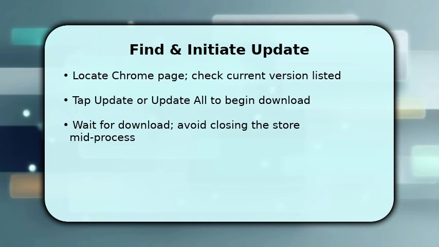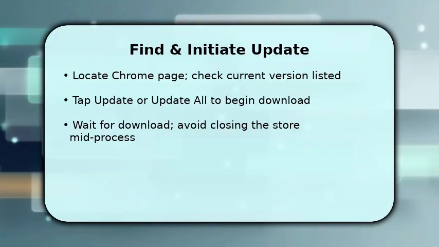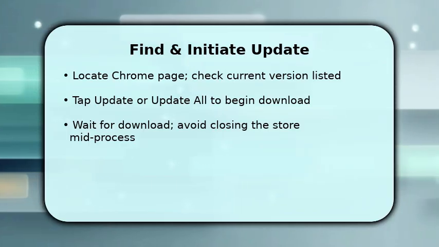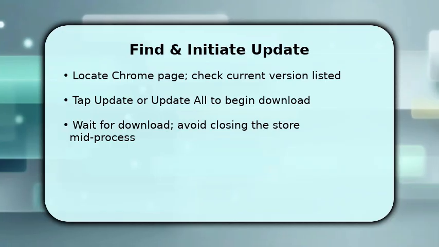You now land on Chrome's app page. Glance at the version info to confirm why you're updating. Security patches and performance fixes are common reasons. Tap the Update button to start. If you prefer, choose Update All to handle multiple apps at once.